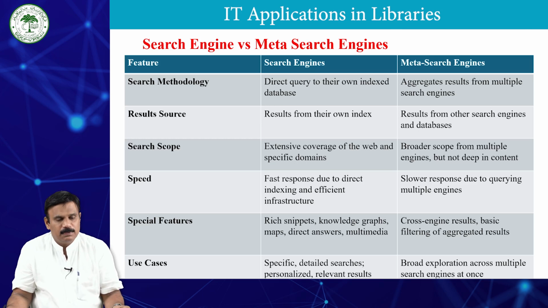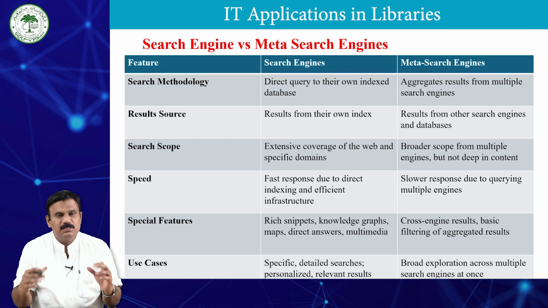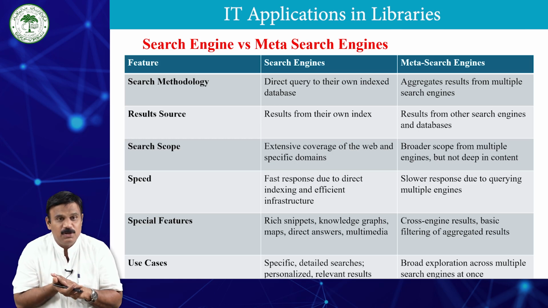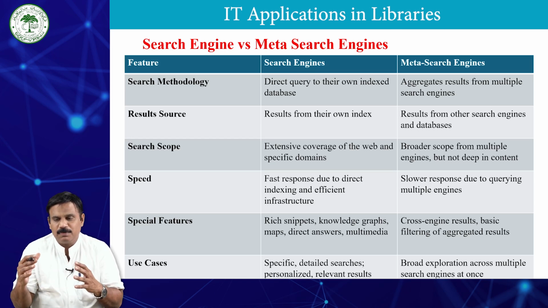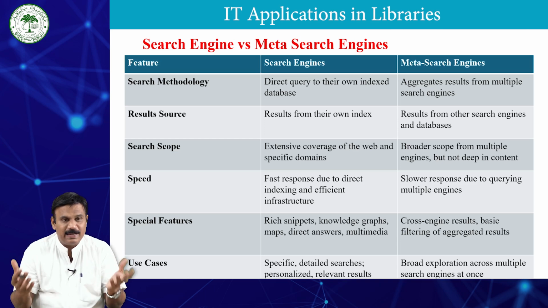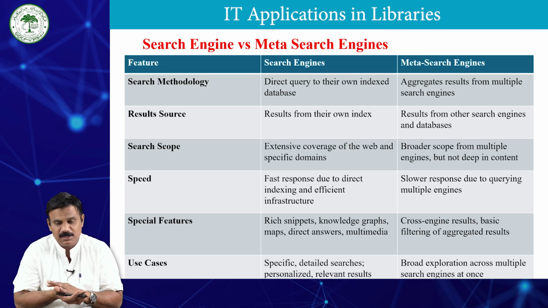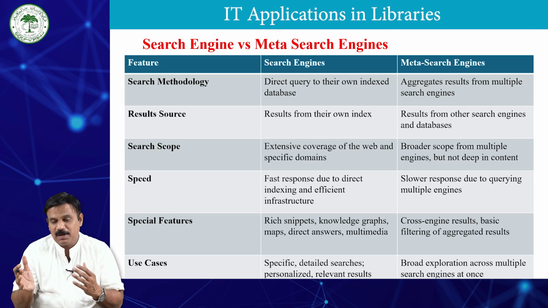Next is search scope. Search engines have extensive coverage of the web and specific domains, but meta search engines have a broader scope from multiple engines and are not deep in the content. And the speed: search engines give a fast response due to direct indexing and efficient infrastructure, but in the meta search engine, we have a slower response due to querying multiple engines.